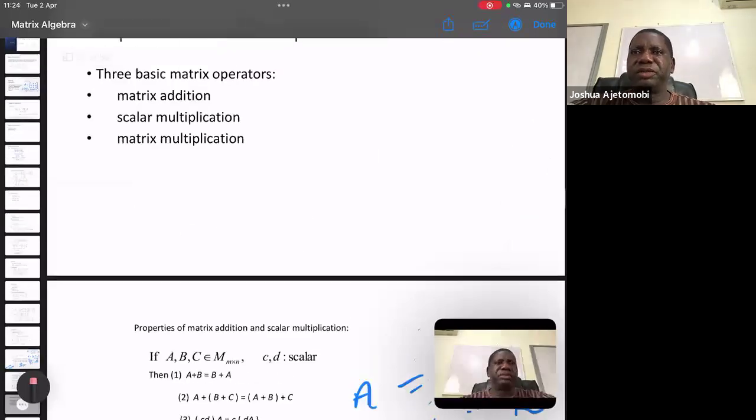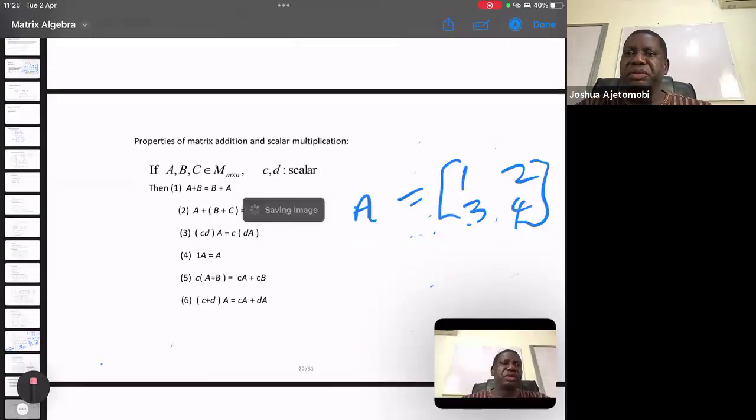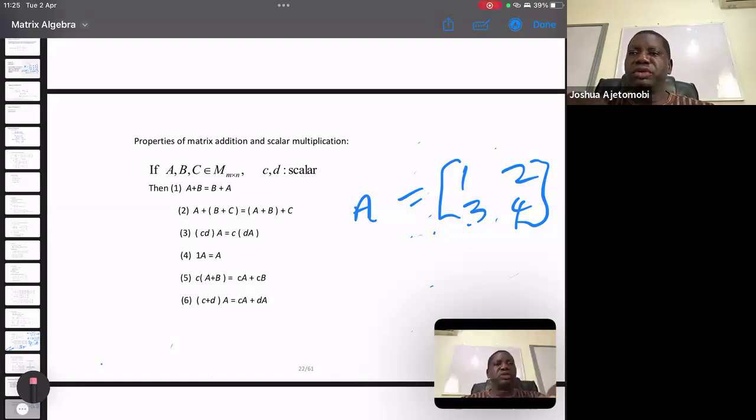So what are the basic properties of matrix operations, now that we've gone through matrix addition, subtraction, scalar multiplication and multiplication of matrices? The first property is A plus B is equal to B plus A. That's the commutative property. And this also is true when you are considering integers too.